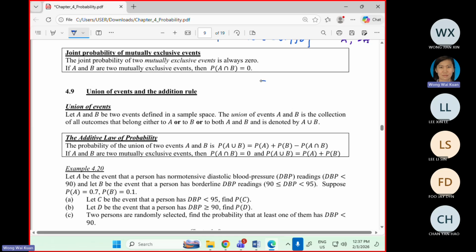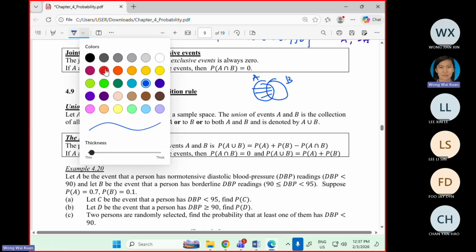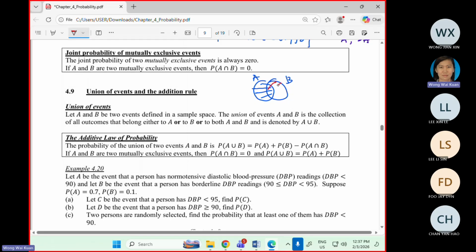Now, if I have A, B, this is my A. And if I add the probability of B, the middle one has been repeated. That's why you need to subtract, because this part is counted twice already. You need to subtract one of them.